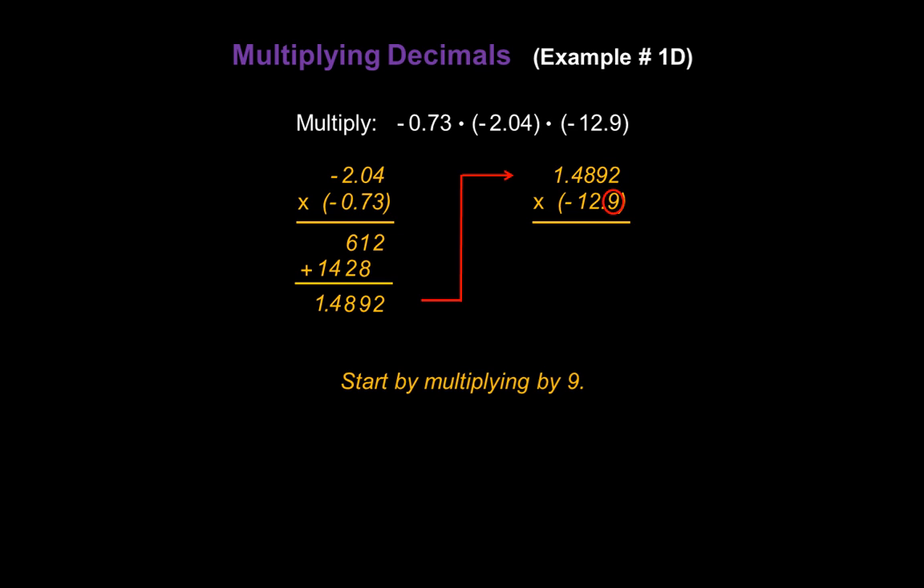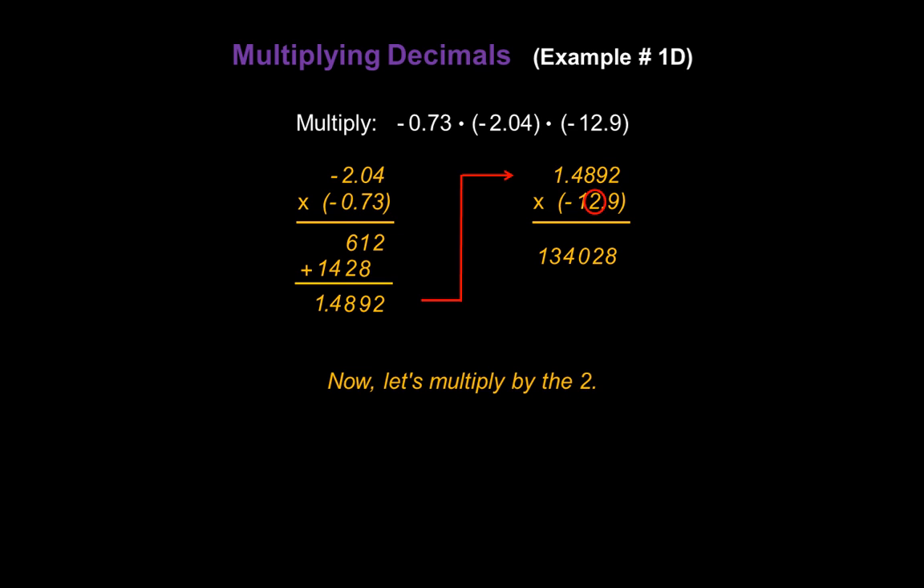And let's start multiplying with the 9. 2 times 9 is 18. Bring down the 8 and carry 1. 9 times 9 is 81, plus the 1 we carried is 82. So bring down the 2, and then we're going to carry 8. 8 times 9 is 72, plus the 8 we carried is 80. So we'll bring down the 0 and carry an 8. 4 times 9 is 36, plus the 8 we carried is 44. So we'll bring down the 4 and carry a 4. Finally, 9 times 1 is 9, plus 4 is 13. And we're finished multiplying with the 9.